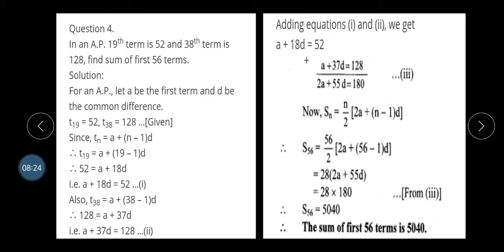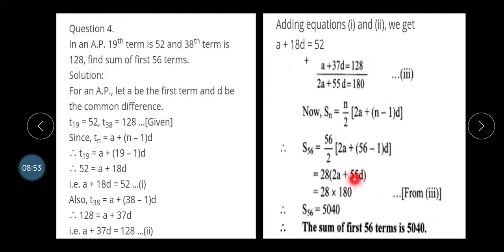So this is our third equation, this part. We are writing the formula Sn equal to n upon 2 in bracket 2a plus n minus 1 times d. Substituting the values, we get S56 equal to 56 upon 2, square bracket open, 2a plus 56 minus 1 times d.